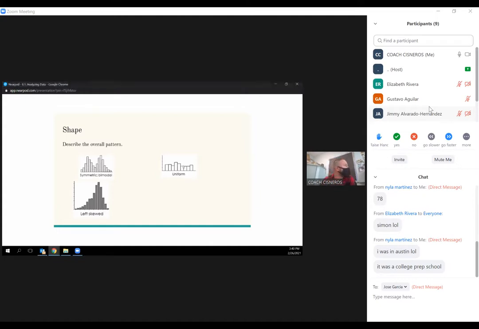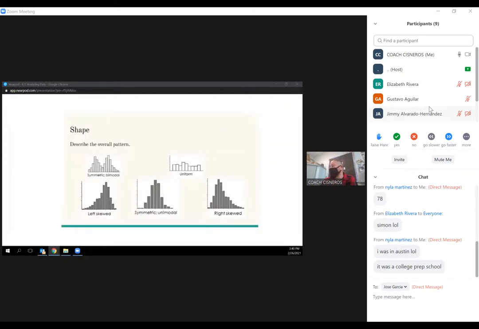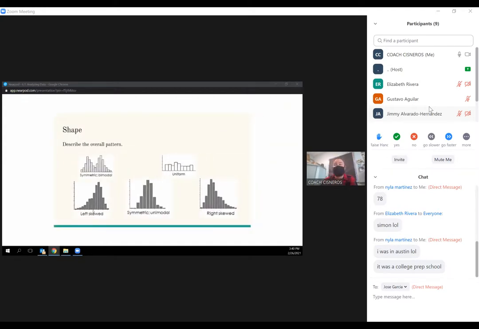All right. I'll show you what it looks like. Here's a symmetric unimodal. Okay, mostly symmetric. It's not perfectly symmetrical, mostly symmetric. And then here's a right skewed graph, tail on the right. It looks like it's leaning to the left, but the tail's on the right. Cool? All right, almost done here.